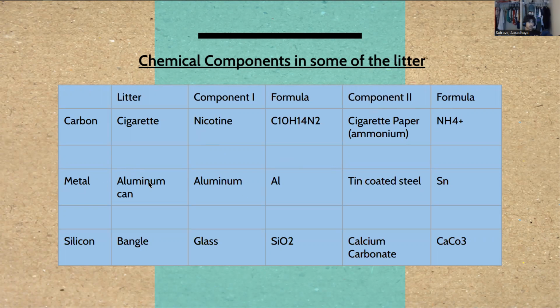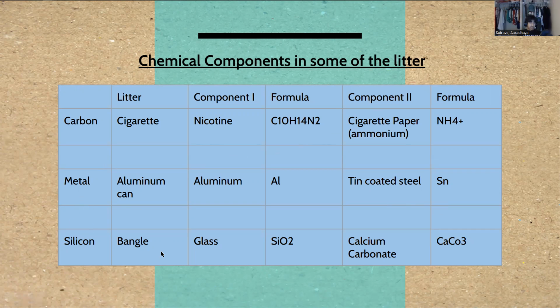Metal, I said aluminum cans. Component one, aluminum. The formula is Al. Component two is tin-coated steel, or Sn, tin.